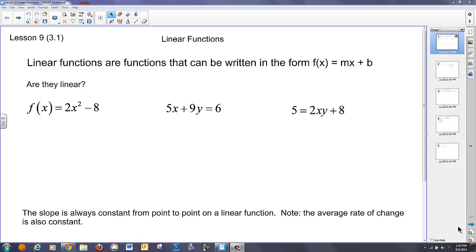So we go from a pretty complex lesson to something rather simplistic. We're going to jump into a new chapter today, and the concept is linear functions, which basically means equations of lines. What we want to know is if we have a linear function, and all linear functions can be written in the form of f of x equals mx plus b, or y equals mx plus b.